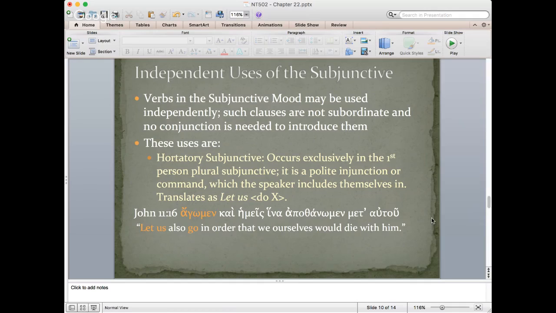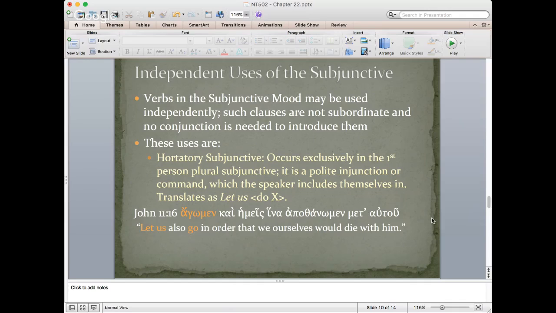So this only occurs with first person plurals. And it's going to be a polite injunction or command that the speaker is including themselves in. So you're going to translate it as "let us," and then whatever the verbal idea is. Okay. Let us love one another. Let us do good. Let us feed the hungry. And so it's this kind of command that the author is including themselves in the actual command action.